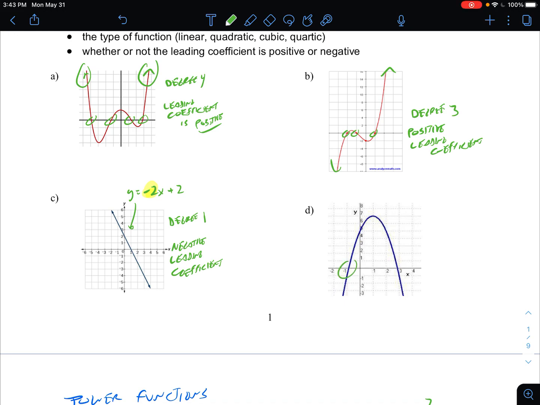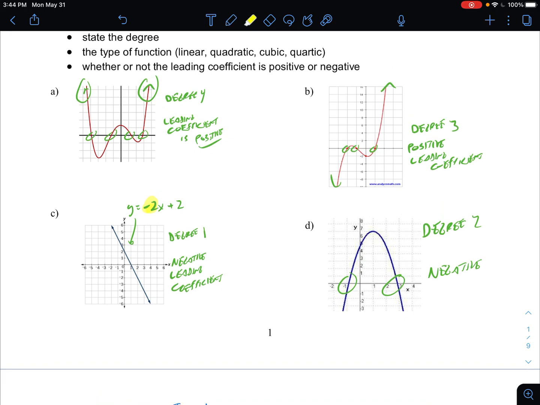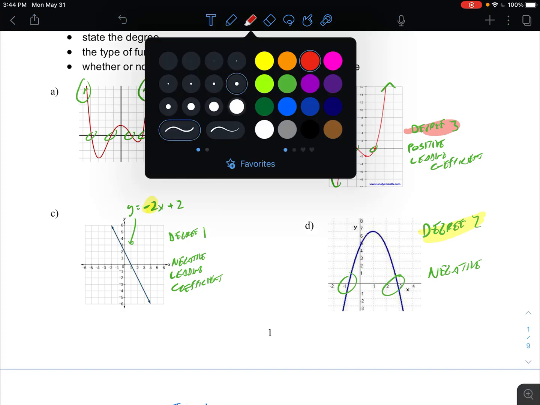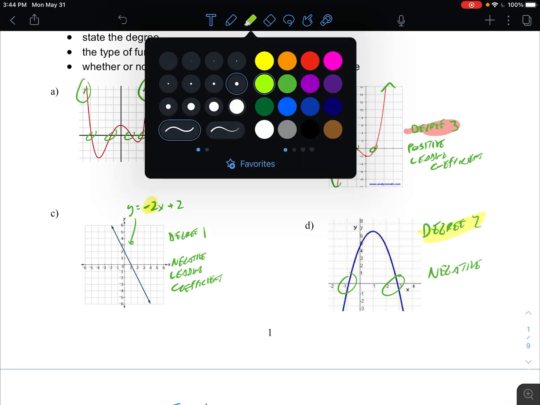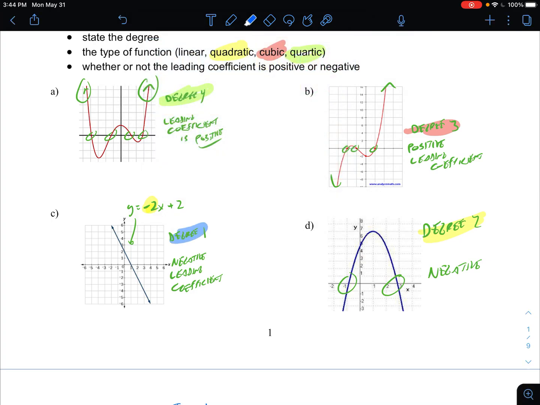And here we see 2 x-intercepts. This looks like a parabola, which would be degree 2 because of the x squared. And it's pointing down, so it has a negative coefficient at the start. Just a bit of vocabulary that you don't have to necessarily know. Degree 2 is also called quadratic. Degree 3 is sometimes called cubic. Degree 4 is called quartic. And degree 1 is linear. Degree 1 polynomials are just lines, which we're familiar with.